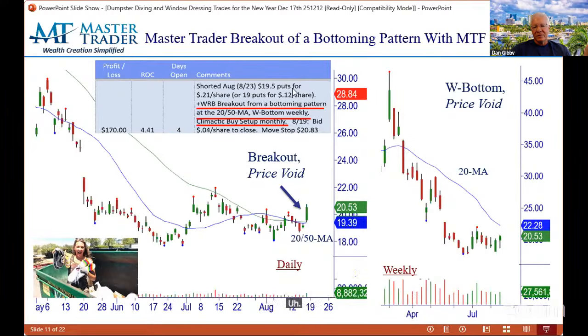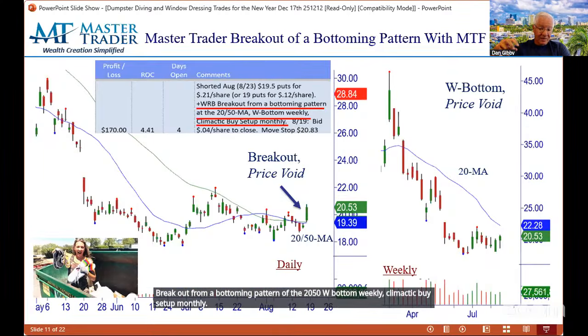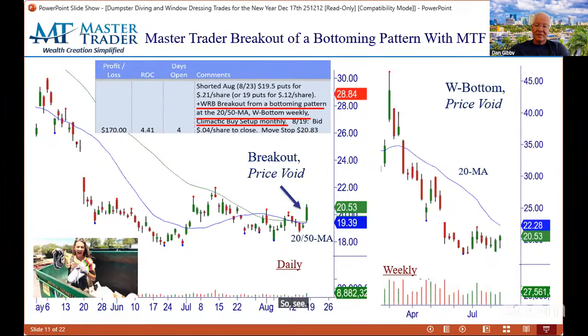This one looks like we shorted and added a money put spread, breakout from a bottoming pattern of the 2050 W bottom weekly, climactic buy setup monthly. So see, that also is telling me it's a bottoming pattern on all 3 timeframes. No, it's telling you, but that's what you're telling subscribers.